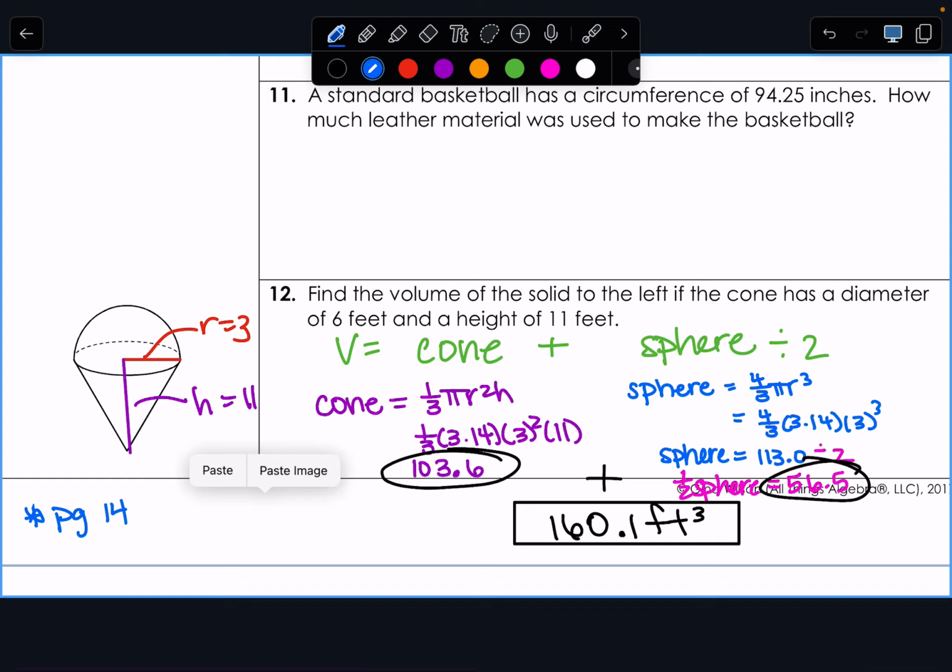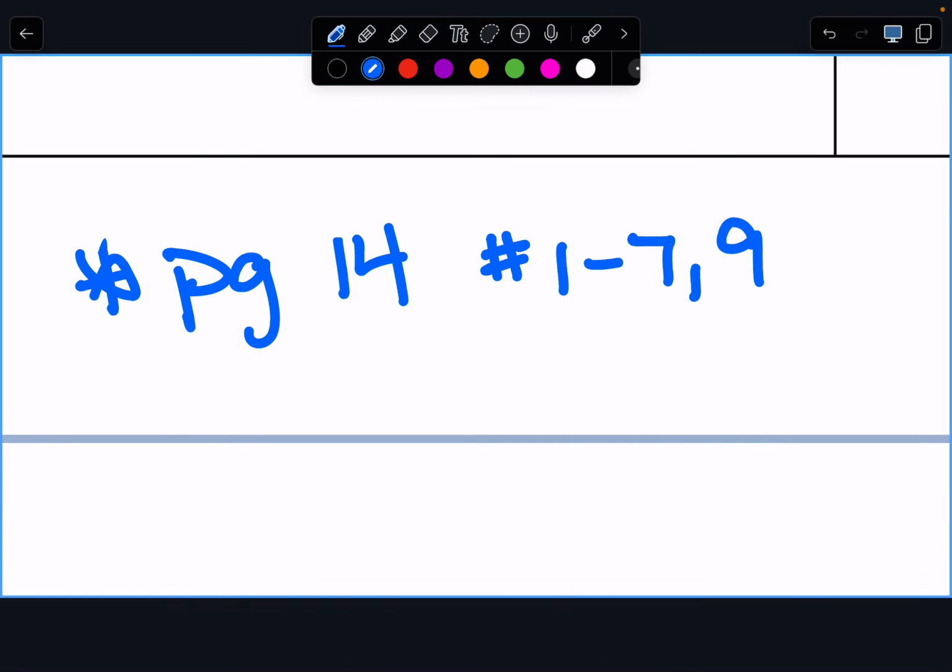Okay, on page 14, you're going to do 8 problems. You're going to do numbers 1 through 7 and number 9.